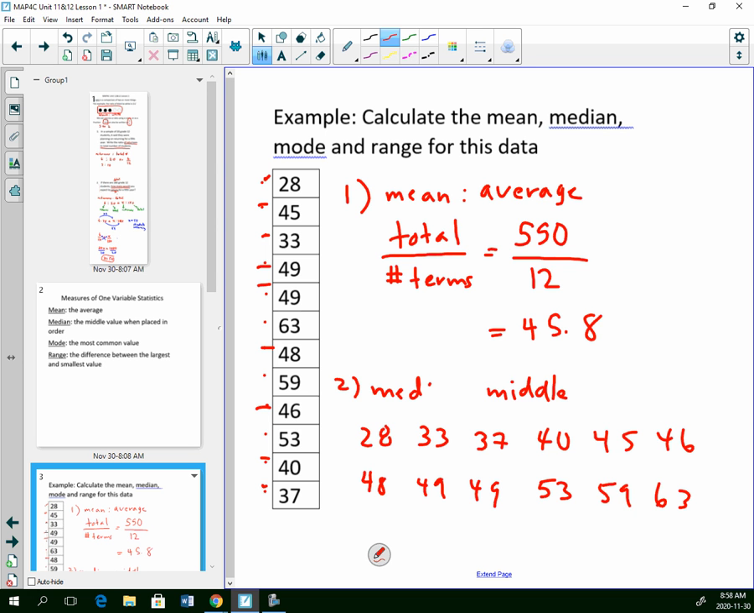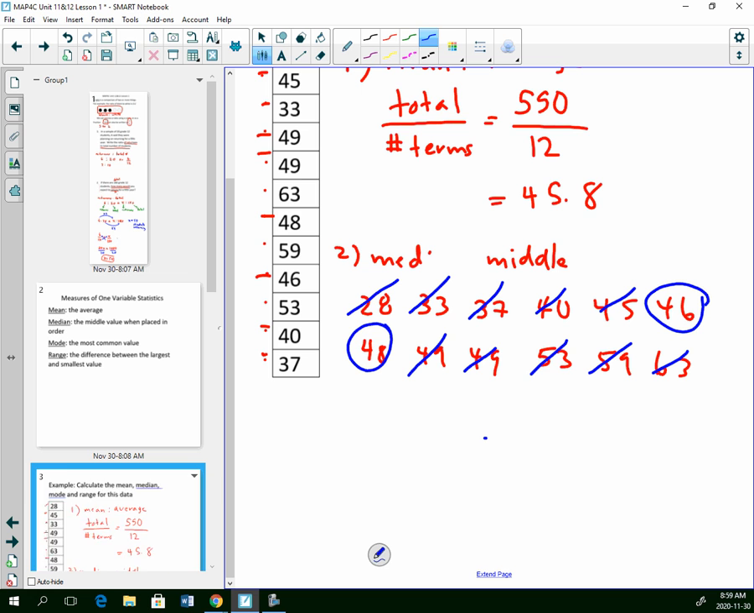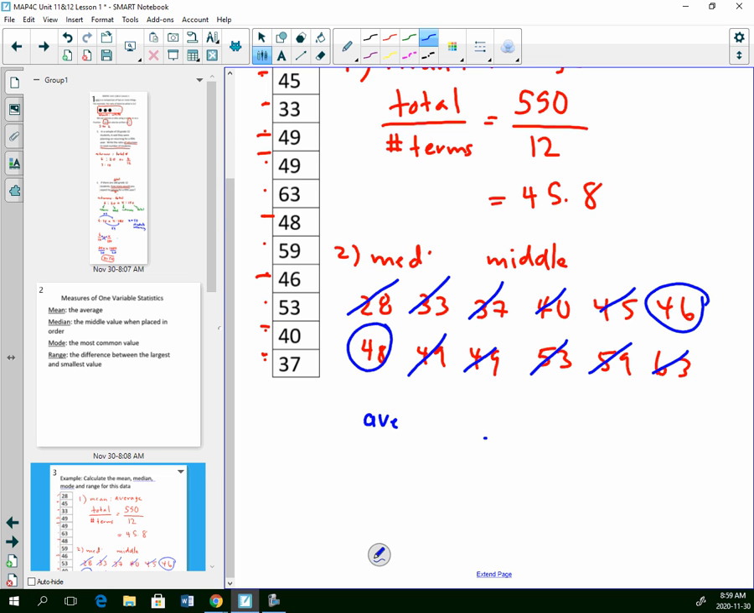Okay, smallest to largest, and I want the middle number. So sometimes I cross them out. So I say smallest, biggest, smallest, biggest, smallest, and I just cross them out from end to end. And there are two middle numbers, right? So if you have an even number of terms, you're going to have two middle numbers, and so we're going to average the two middles.